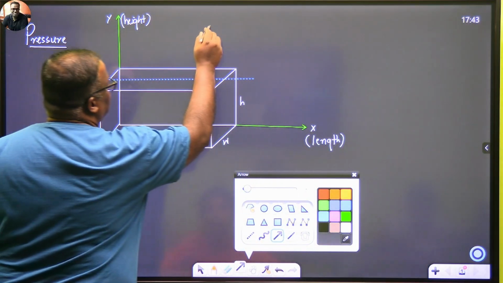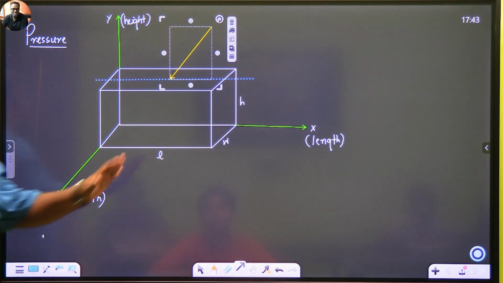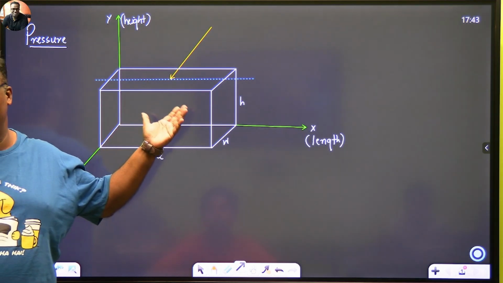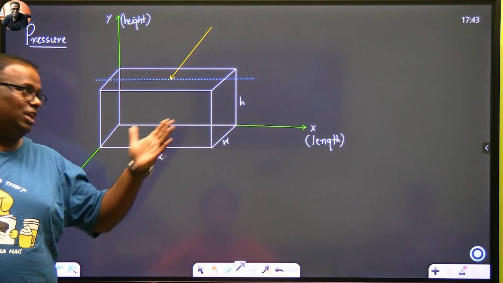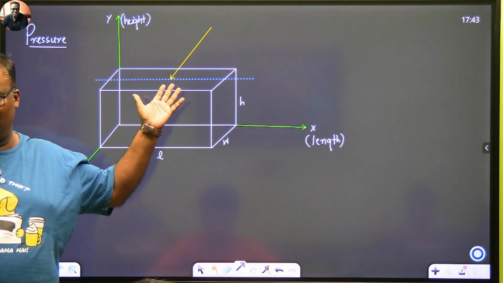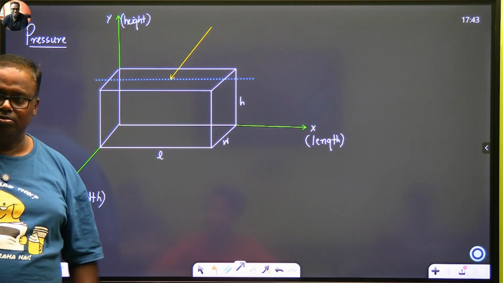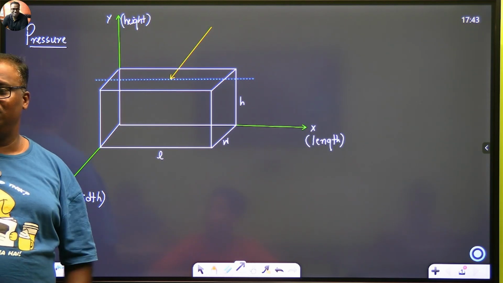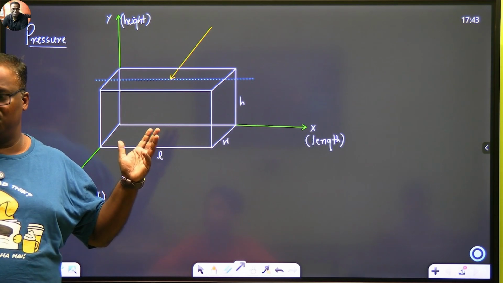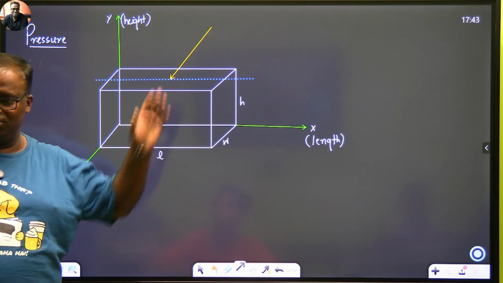Now, suppose a force is acting on it, which I have indicated with this yellow arrow. There's a force acting on this top surface. At present, if you start talking about pressure, with the little that you have learned, you will straight away compute pressure as the force acting on it upon the area. Which area? The area of the surface.